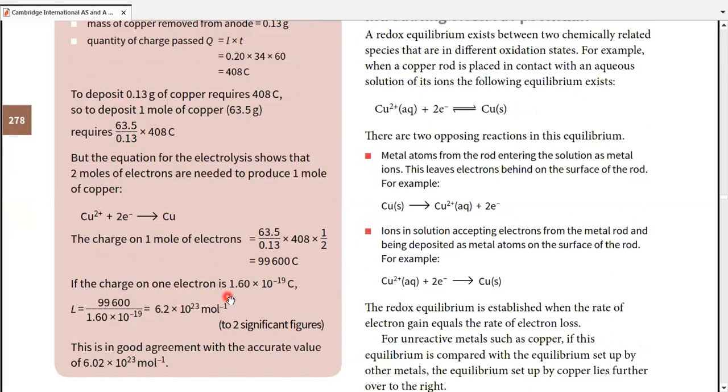If the charge on one electron is this, the charge on 1 mole of electrons is this, we divide that for the equation of L, that was Avogadro's constant, and it's approximately 6.2 times 10 raised to power 23, which is in good agreement with the accurate value 6.02 times 10 raised to power 23. Remember, this is 6.2 and this is 6.02. But still, we call that a good agreement with the accurate value. Any questions from this part so far?